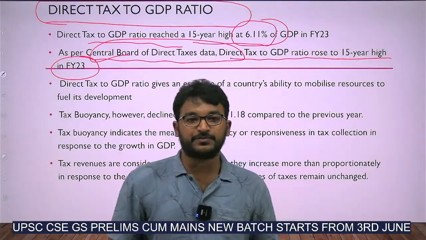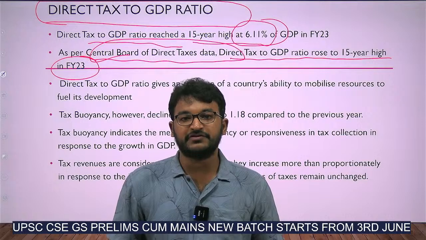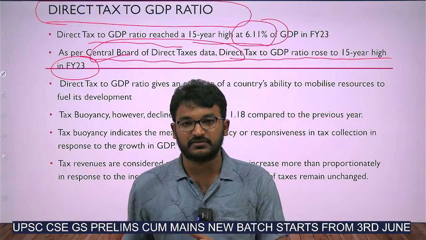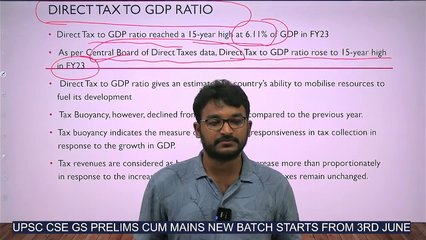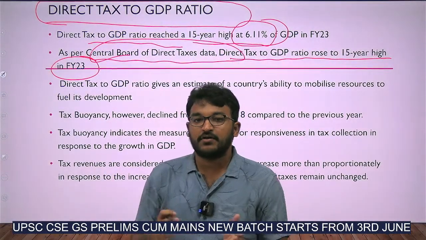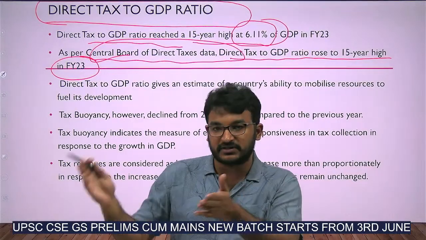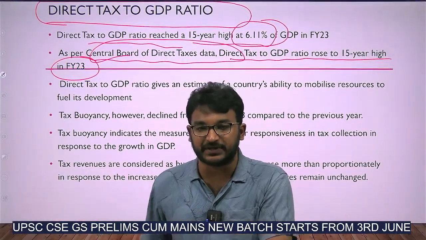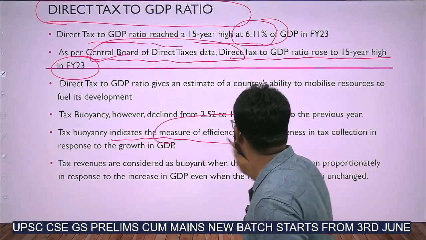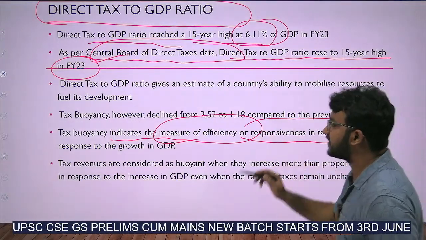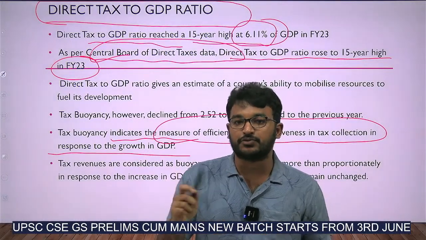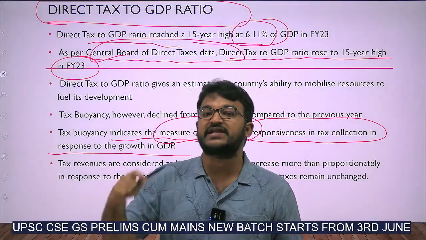And with respect to tax buoyancy, first of all you need to know the meaning of tax buoyancy. What is this? Students, tell me. Tax buoyancy means changes in the tax income with respect to change in the GDP. Right, which means tax buoyancy indicates the measure of efficiency or responsiveness in tax collection in response to the growth in GDP. Means for every 1 rupee change of GDP, how much is the change in the tax collection.